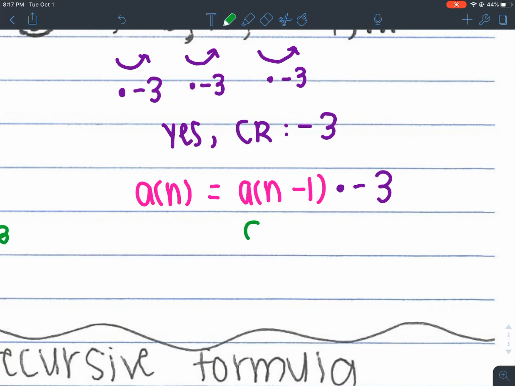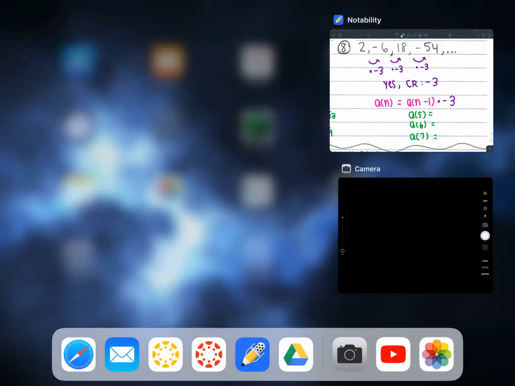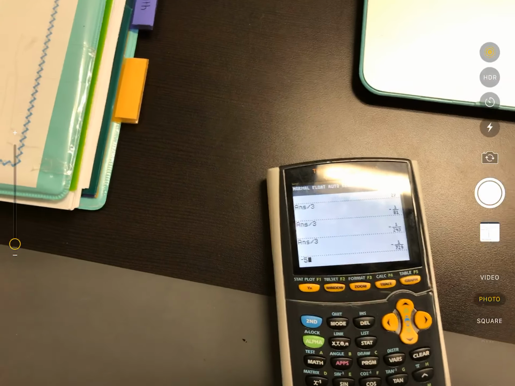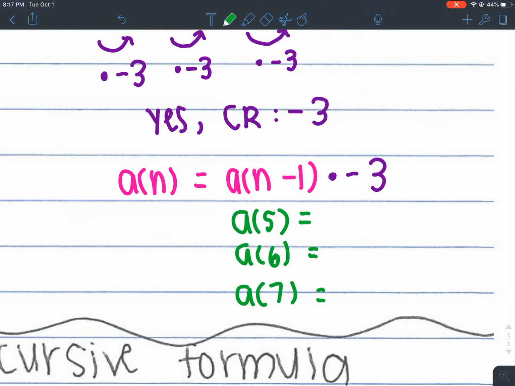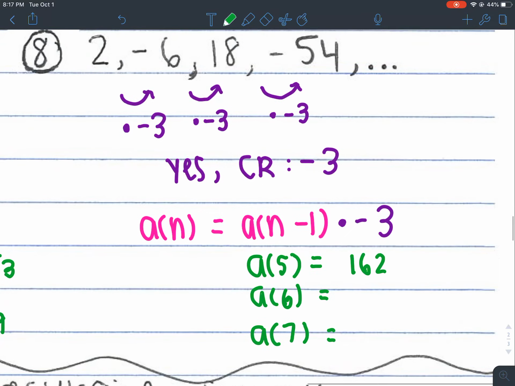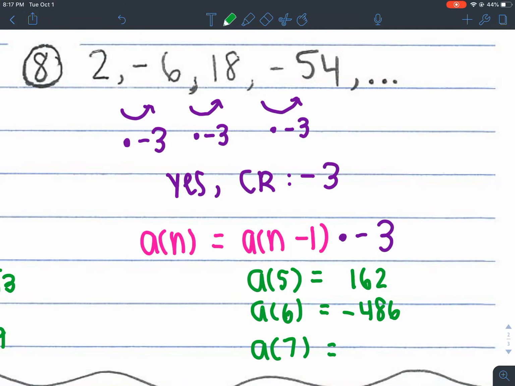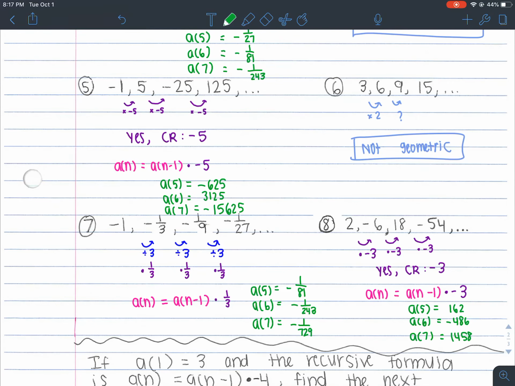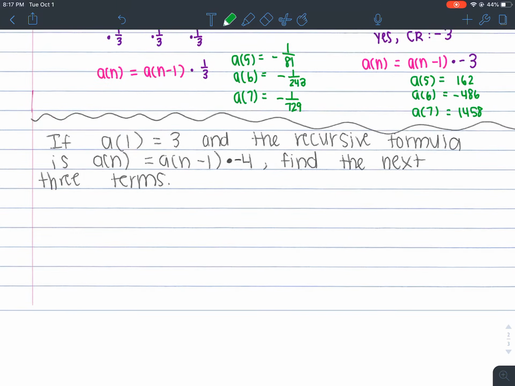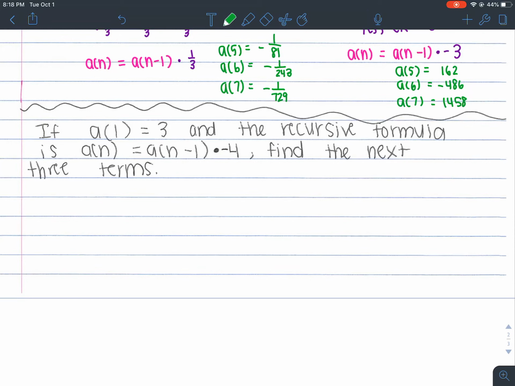Okay, so let's go ahead and find our next 3 terms. We're already given the first 4. So the next 3 would be 5, 6, 7. Then I would do -54 times -3. My next one is going to be positive 162. And it should be positive because my sign should be flip-flopping. Then I do 162 times -3. That's going to be -486. -486 times -3 is going to be 1,458. So I'm constantly multiplying by a negative, so my signs are going to be flipping back and forth and back and forth.